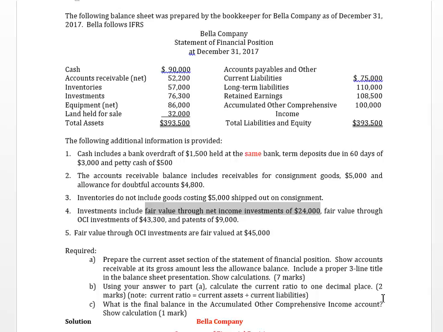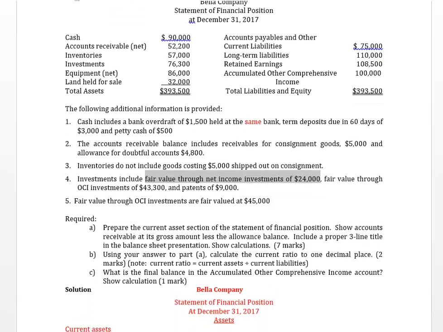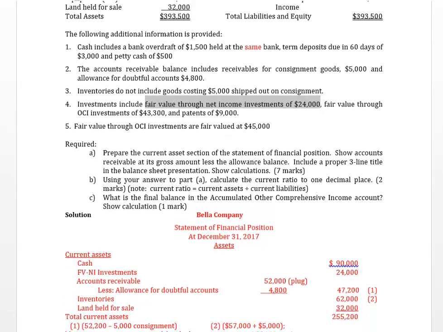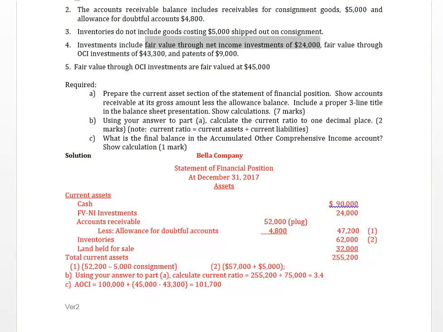Now, another additional piece of information that you didn't see in the first version of the quiz is that fair value through OCI investments are valued at $45,000. Don't forget, in our statements thus far, they're sitting at $43,300. So we have to figure out how we are going to handle that $1,700 difference, and we'll talk about that in a few minutes.